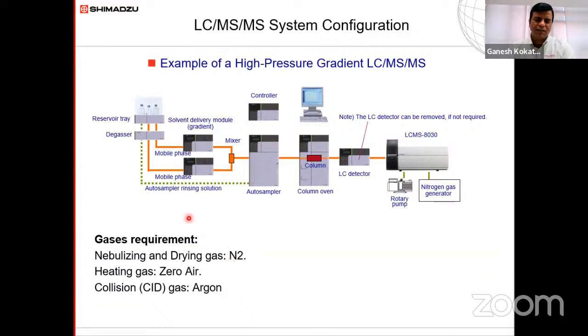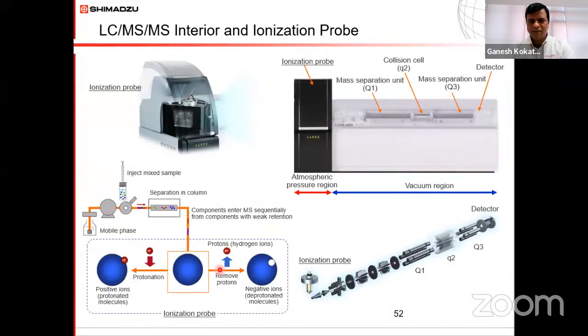Okay, so what are the different gases we are focusing on? We require gas for nebulization and for drying purposes as well. So we are using nitrogen gas as nebulization gas and as drying gas. Here we are using it as the heating gas. Why the heating gas is required, and what is the importance of the collision gas, why argon is used, we'll explain in detail in the coming slides.